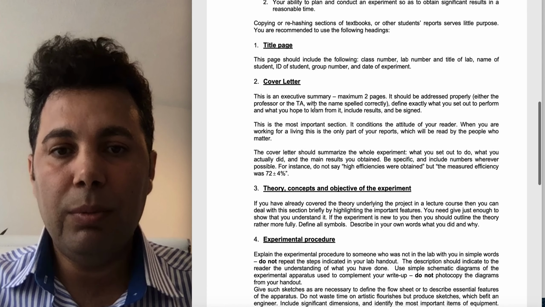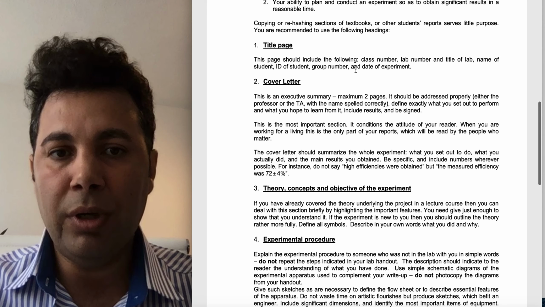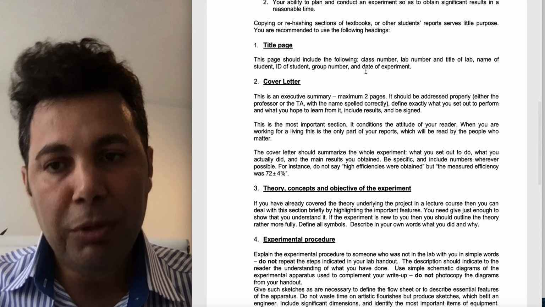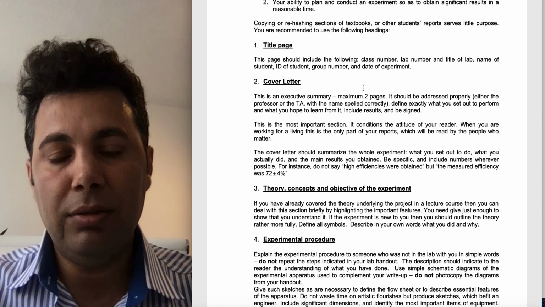And then we will go over the cover letter. So that's the title page. If you have the lab number, title of the lab, your name and your ID, and the date of experiment, you will get the 5 points. If you miss any one of these, then you will not get the full mark.